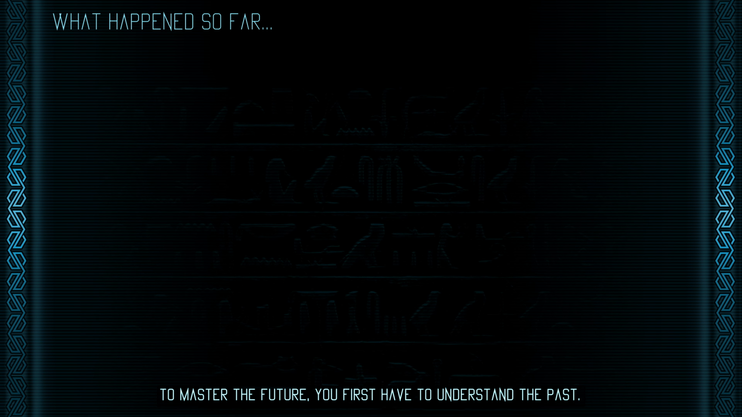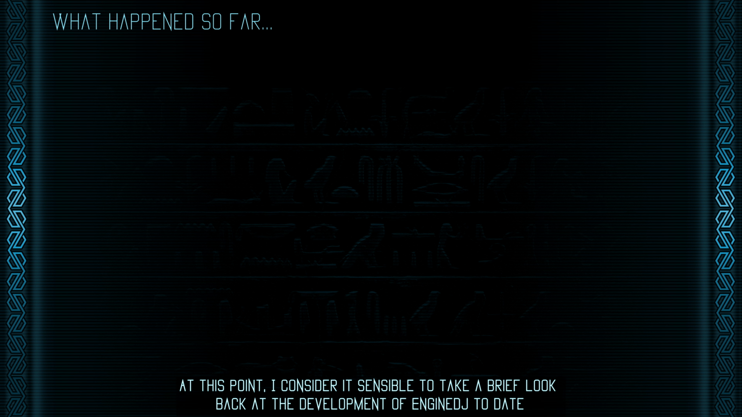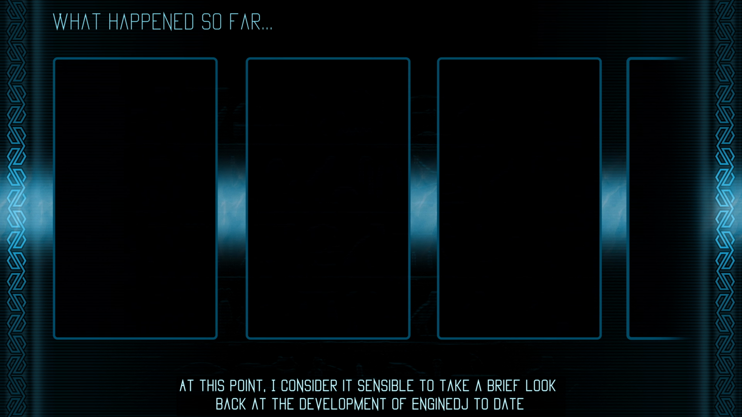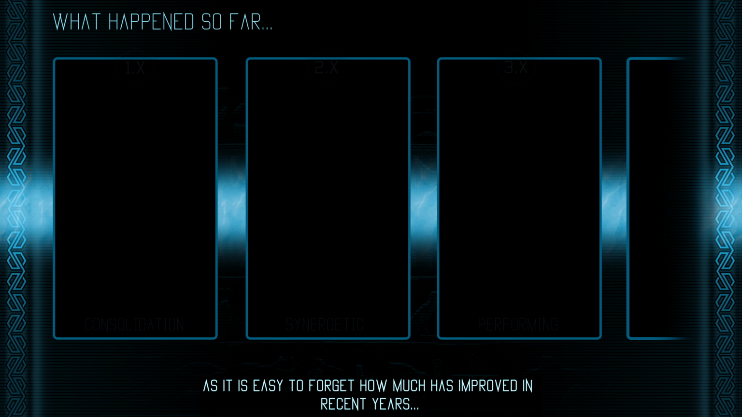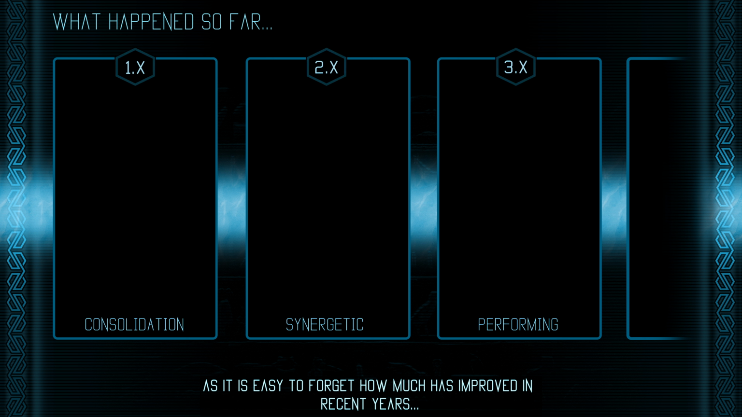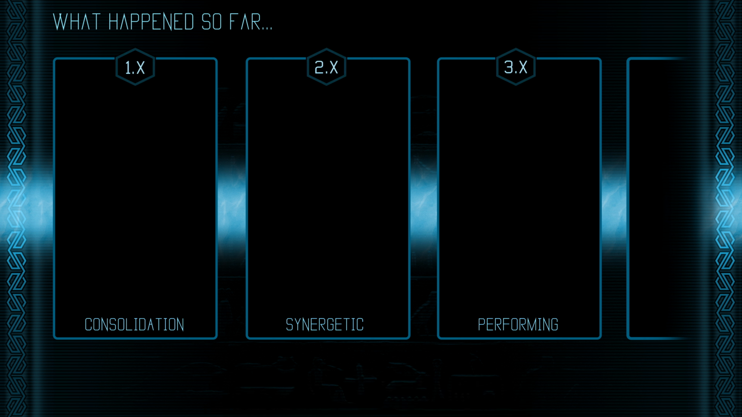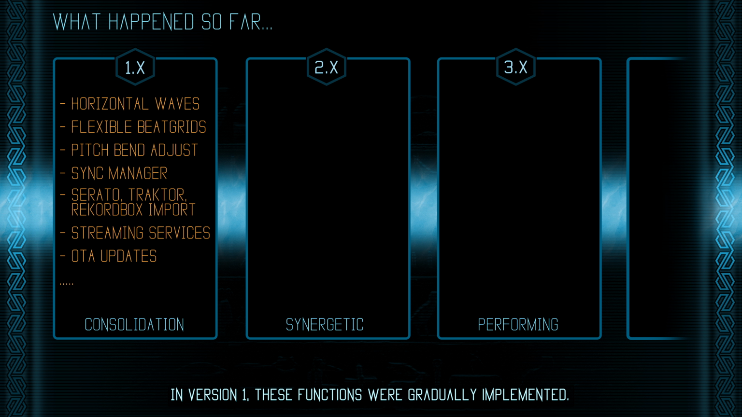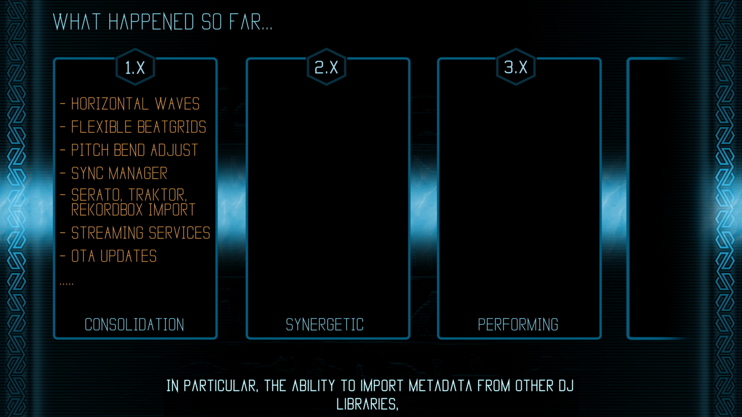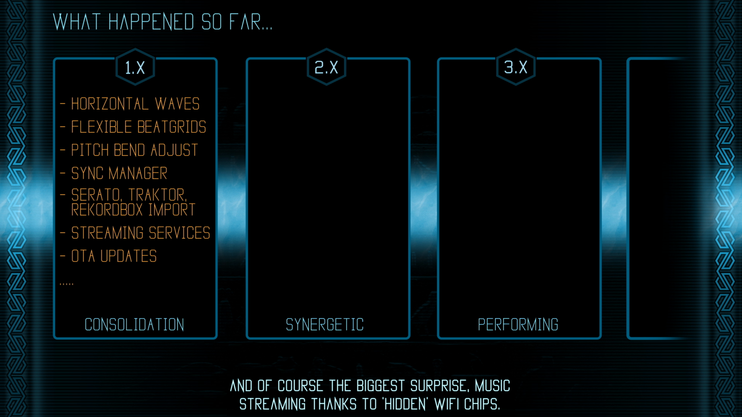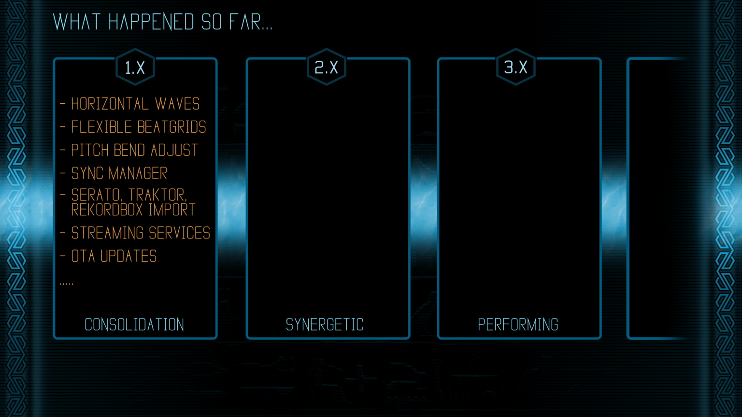To master the future, you first have to understand the past. At this point, I consider it sensible to take a brief look back at the development of Engine DJ to date, as it is easy to forget how much has improved in the recent years. In version 1, these functions here were gradually implemented, in particular the ability to import metadata from other DJ libraries, and of course the biggest surprise, music streaming thanks to hidden Wi-Fi chips.